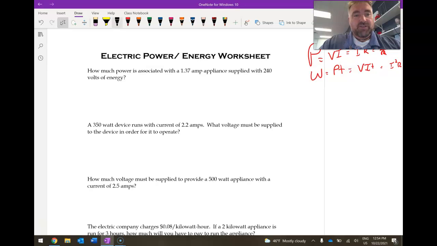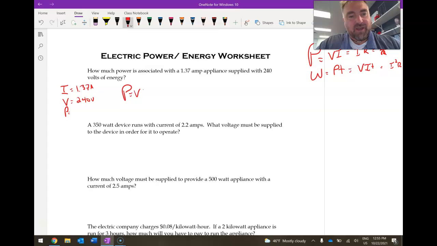So if we look, we're going to guess right off the bat. We're going to say how much power is associated with a 1.37 amp appliance. We've got a voltage now of 240 volts. And since we're looking for power, we're just going to use P is equal to V times I. So P is equal to 240 volts times the current of 1.37 amps. And that's going to give us a power of 328.8 watts.